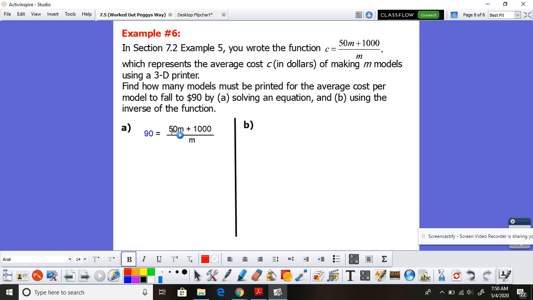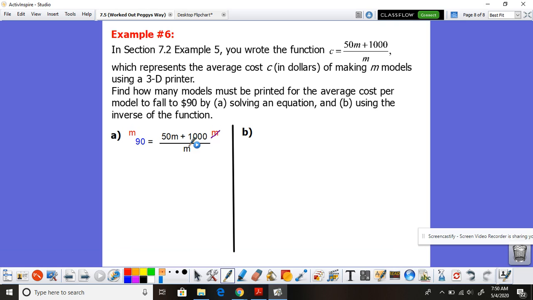Okay. Now, once I do this to solve, I'm going to multiply by m on both sides. And the reason I can do that is because now this m and this m cancel. So I don't have a fraction anymore. So then I'm left with 90m equals 50m plus 1,000, minus the 50m. Guys, the rest is easy. So 25. We would have to have 25 models for the cost to be $90.